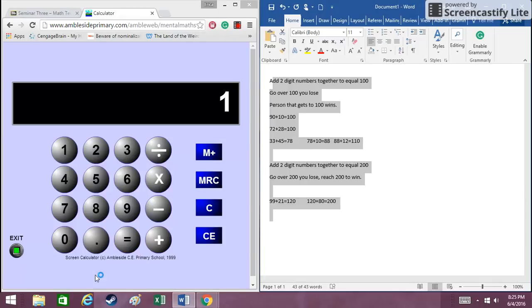It's a fun game, especially if you use different calculators. There's so many different ones on the internet, or you could get different actual physical calculators to use and let them try different ones. And that's my calculator activity.